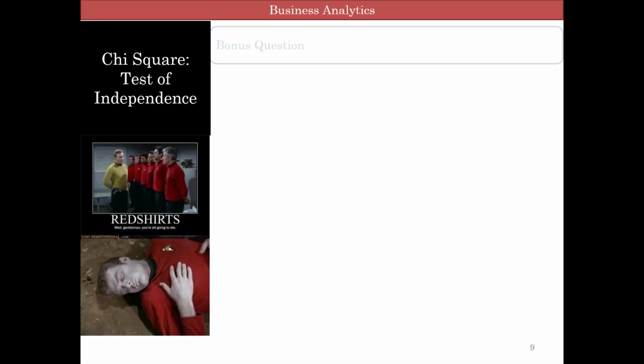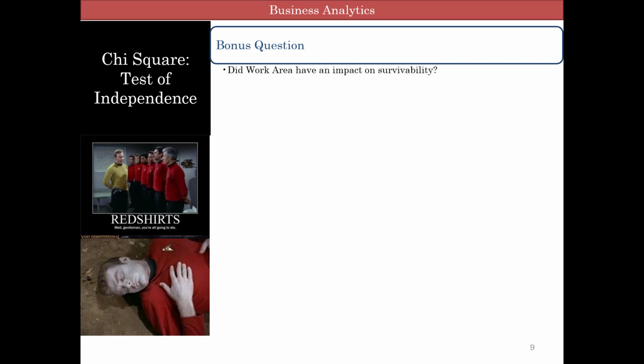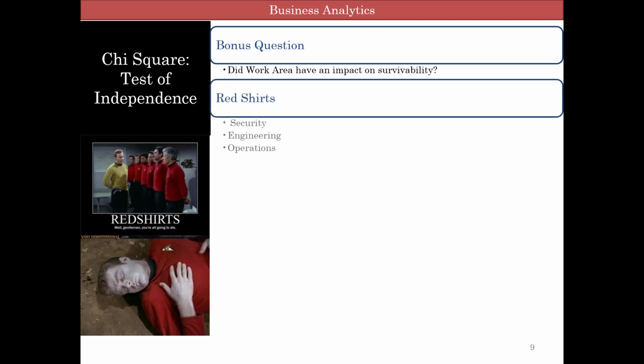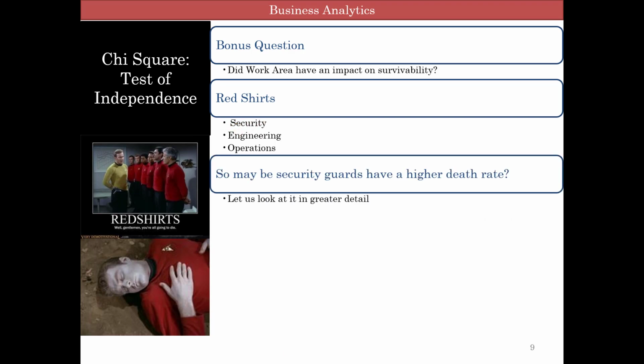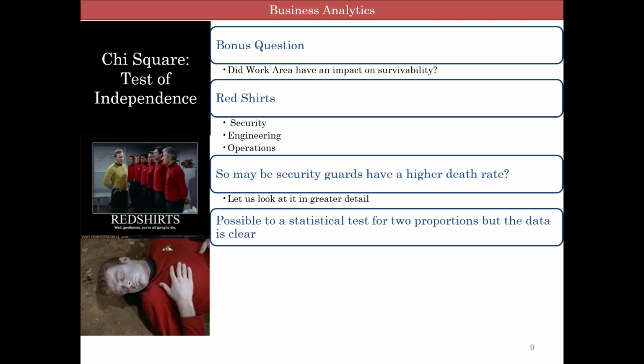Let's look at a bonus question for this particular problem. So you know that red shirts essentially occupy 3 different jobs: security, engineering, and operations. And you could speculate that it might be security who are the ones who tend to die. And so let's look at this in greater detail. Now, we have not covered statistical tests for 2 proportions.